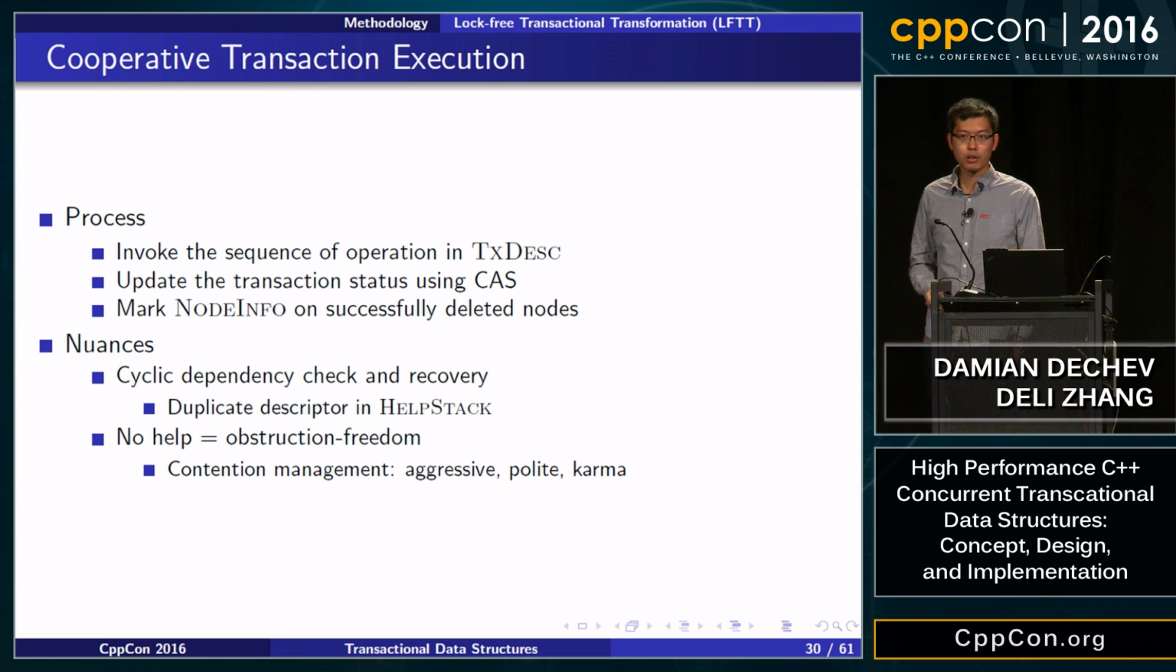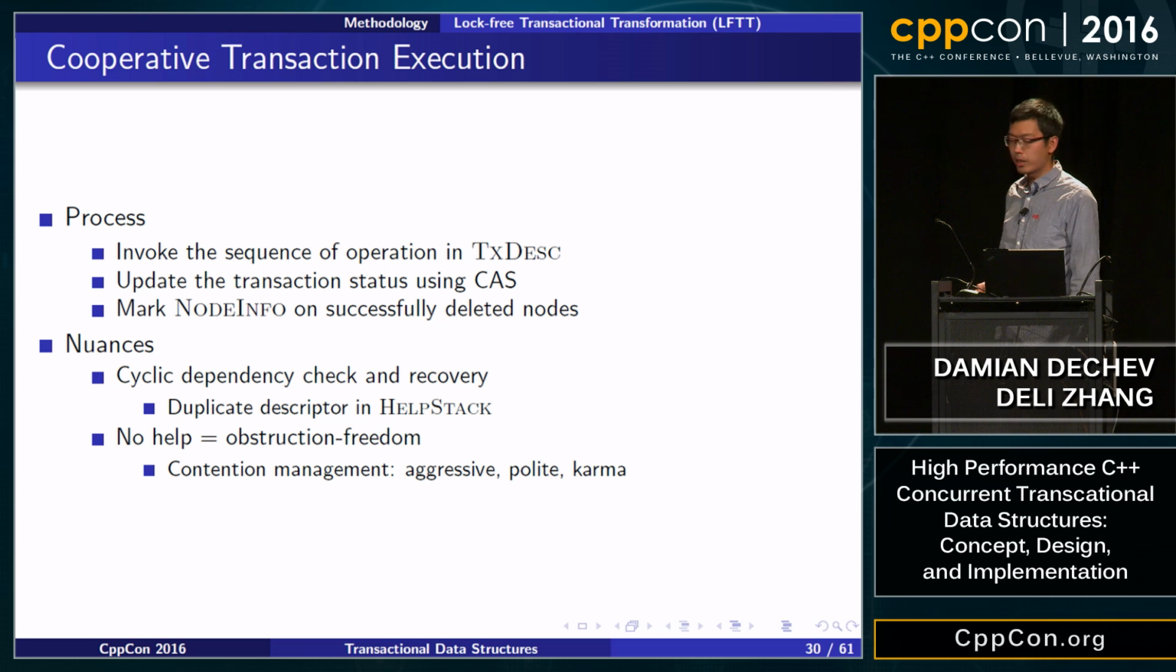Now, there are a few subtleties here. Very rarely, a thread may get stuck in endless cycling, and this may be because there are cyclic dependencies among transactions themselves. We detect and recover from this by using a help stack. Before helping another thread, a thread records the current transaction descriptor in the local help stack, and cyclic dependencies are detected as a duplicate entry in the help stack. Then we abort one of the transactions to break the cycle. Now, if we disable the helping mechanism altogether, then we have an obstruction-free transaction execution.